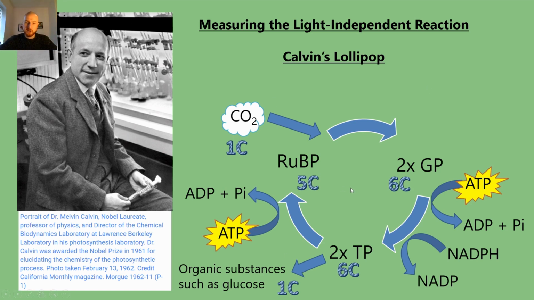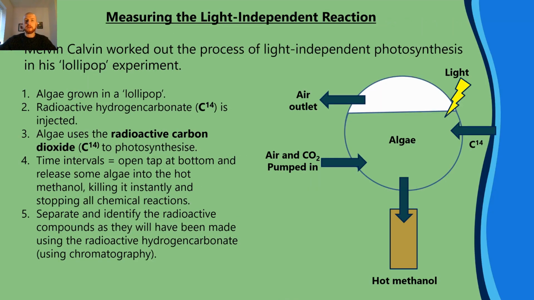Now, he discovered this cycle, and the way he did it was through Calvin's lollipop. And in AQA A-level biology, you can get asked all about this experiment, so it's important that we nail this. So let's look at it then. Melvin Calvin worked out the process of light-independent photosynthesis in his lollipop experiment.